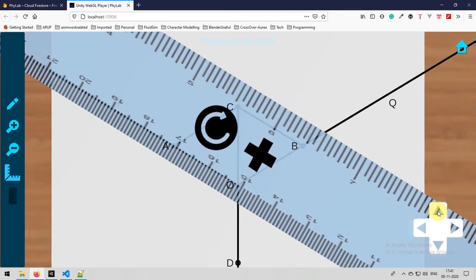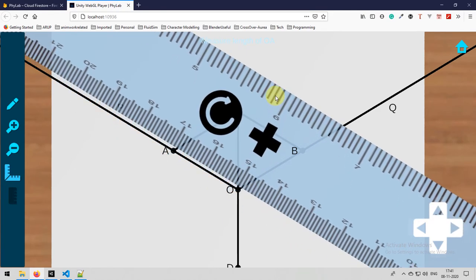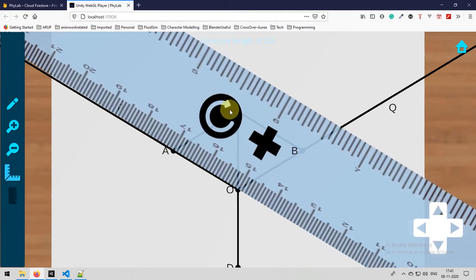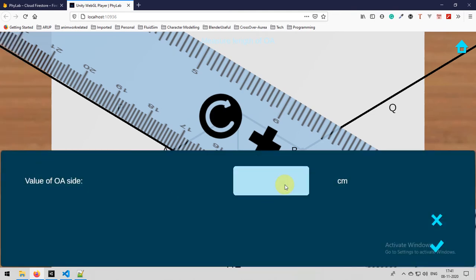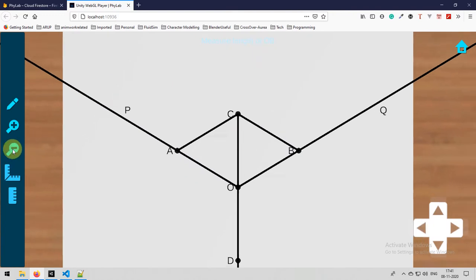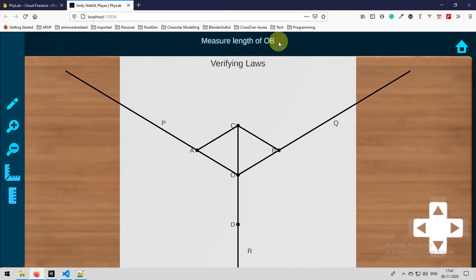So I am just repositioning the camera here so that I can get a clear picture, and when I move my scale, I will try to arrange it along the OA line. I can see I am not starting from 0, because I am very lazy. So when I measure it, it came as 2 centimeters. And I will zoom out a bit to see what exactly I need to do in the title.